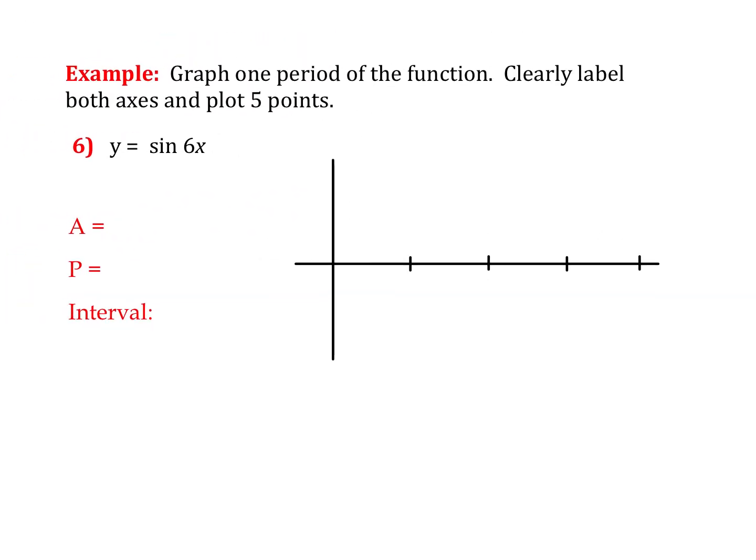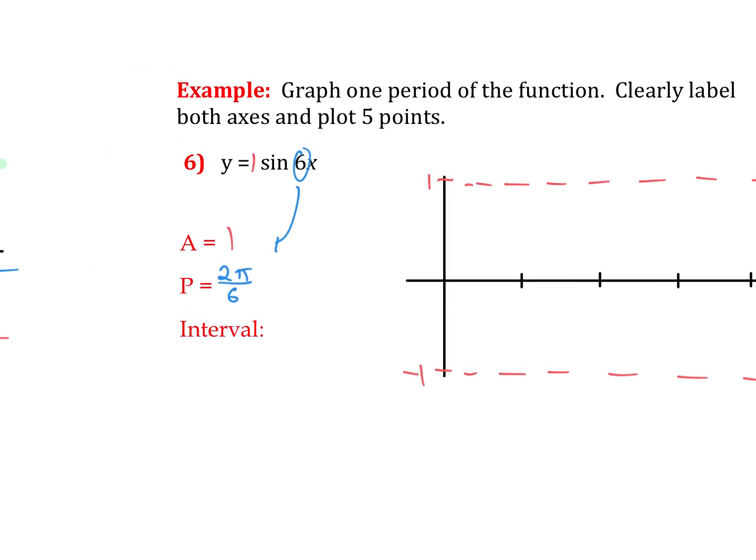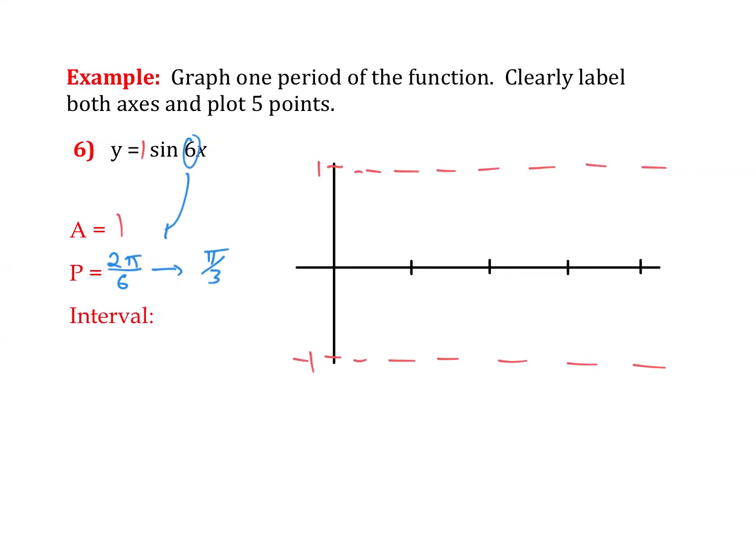Y equals sine of 6x. There's no a value given, so I can assume it's a 1, which is my amplitude. That allows me to sketch out my max and mins. And then my b value here is 6, and that's going to lead into finding the period here. So 2 pi over 6. Well, that's pi over 3, pi thirds. So my period is going to be pi over 3.